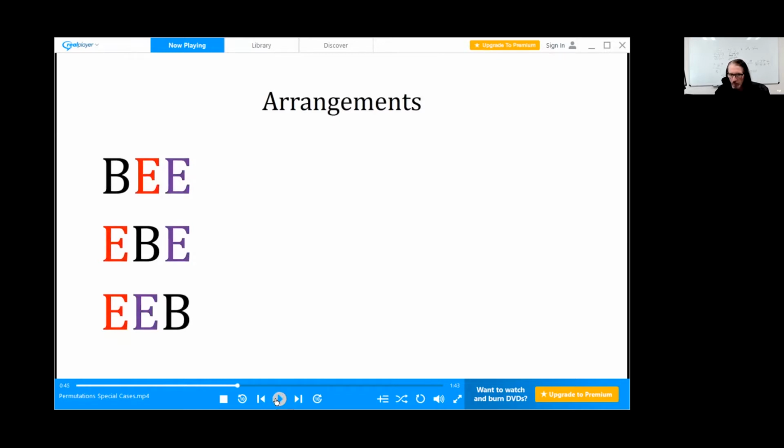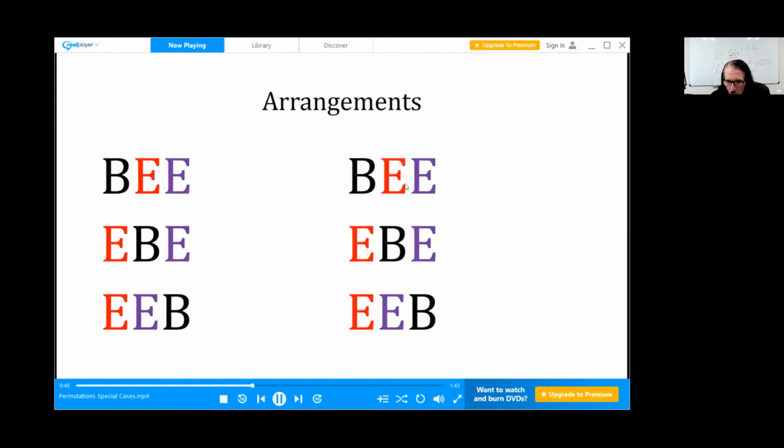But what if we are distinguishing between them with a red and a purple E? Then over on the side, we're going to see that we could flip the order of the red and the purple E's. That would give us our total of 6 when we have 3 distinct things, and we're going to arrange all 3 of them. 3 factorial is 6. Let me go back for a moment there.